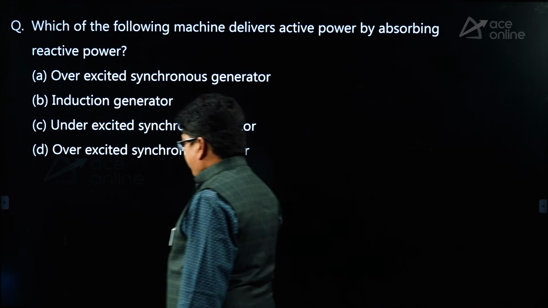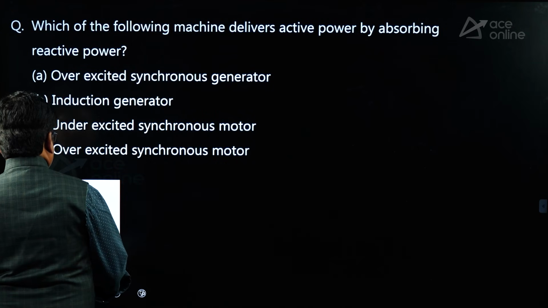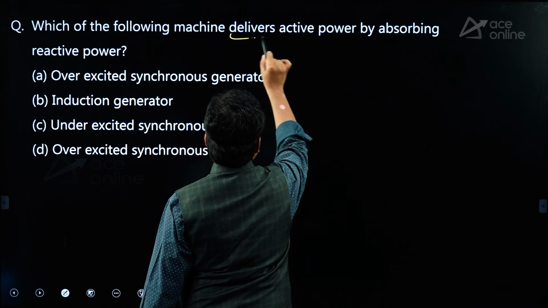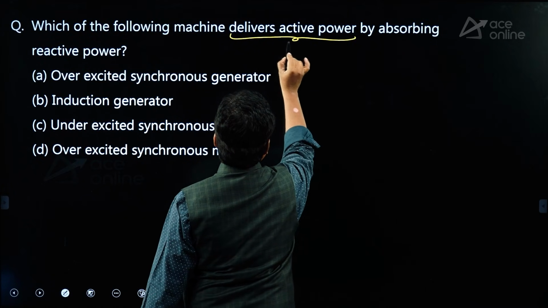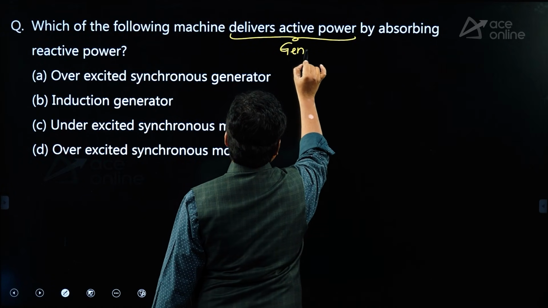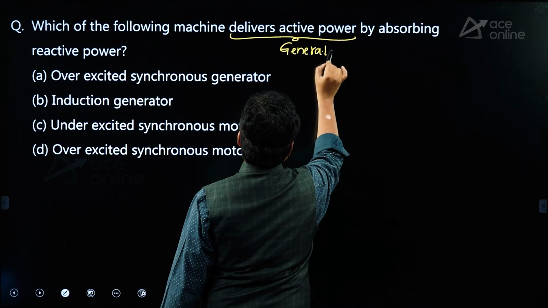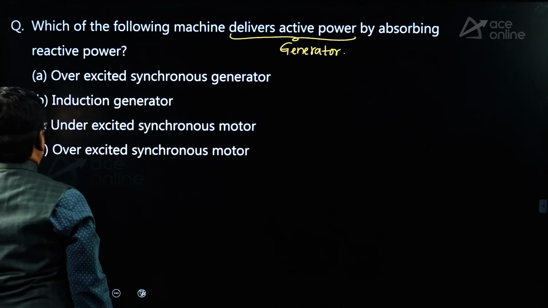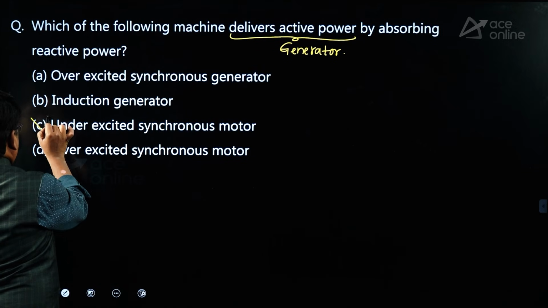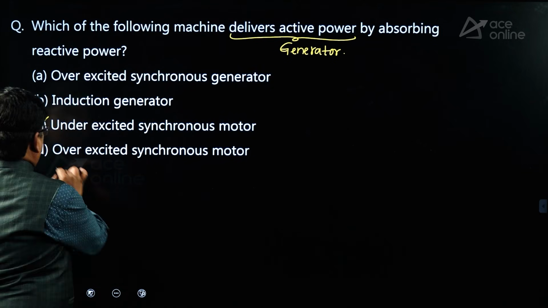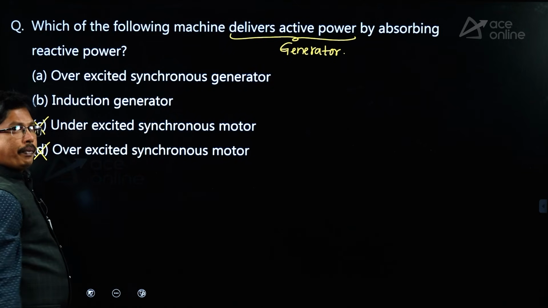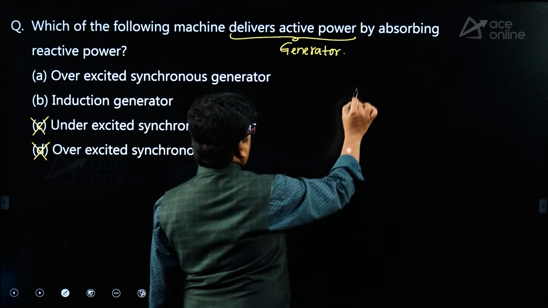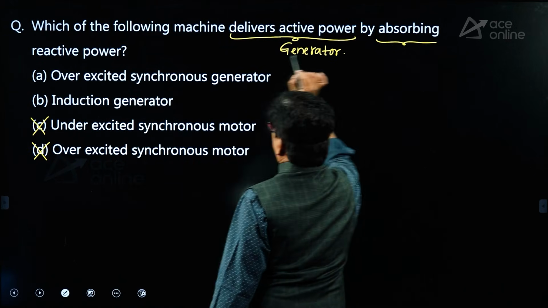You can see here, any machine which delivers active power is called a generator. So according to that, the answer should be either A or B. Option C is given as motor, option D also given as motor. And they are saying that it is absorbing the reactive power.